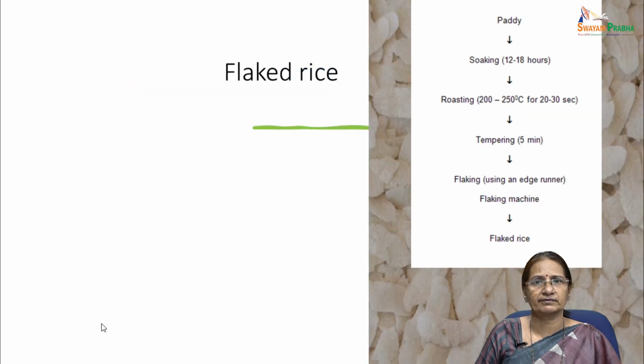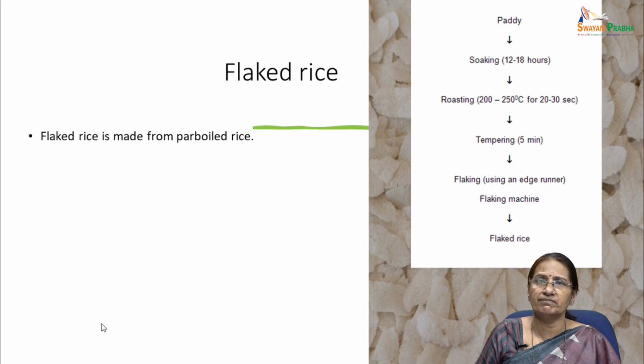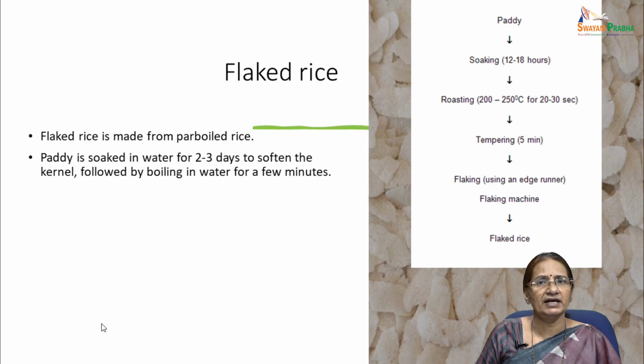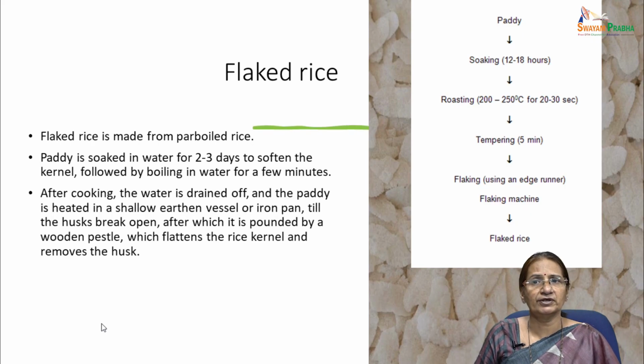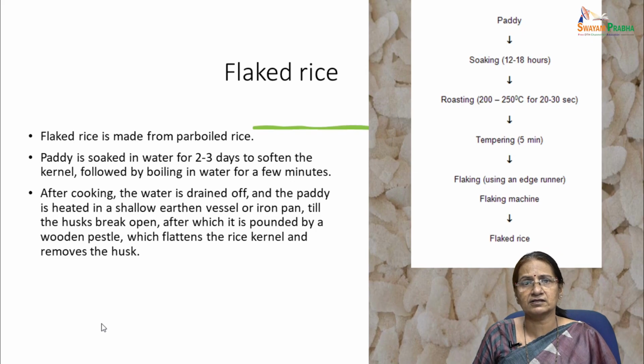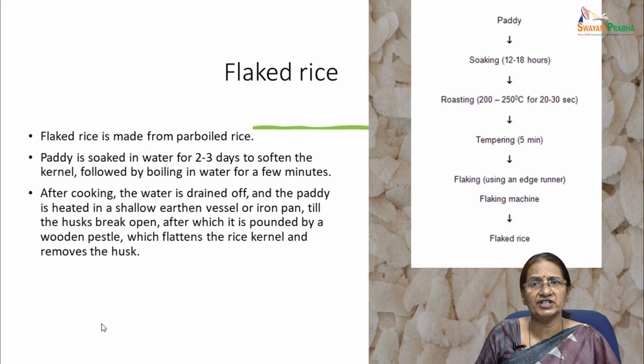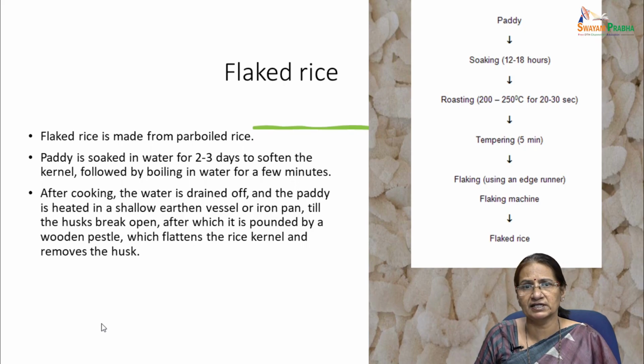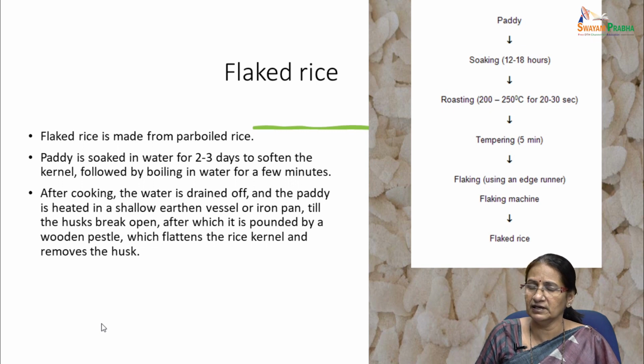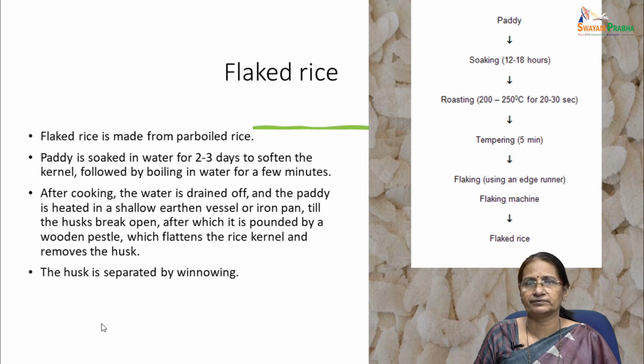Now, flaked rice. Flaked rice is made from parboiled rice. Paddy is soaked in water for 2 to 3 days to soften the kernel, followed by boiling in water for a few minutes. After cooking, the water is drained off and the paddy is heated in a shallow earthen vessel or iron pan till the husks break open, after which it is pounded by a wooden pestle which flattens the rice kernel and removes the husk. The husk is separated by winnowing.